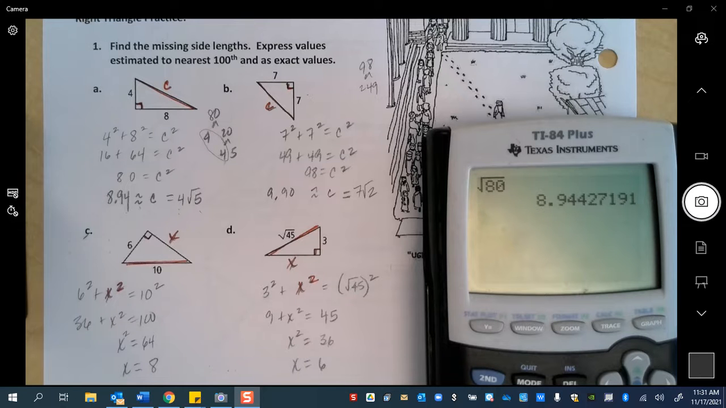All right, for the next one, C is what I'm missing. 7 squared, C squared, okay? Add them together, get 98. Do you see the perfect square here?